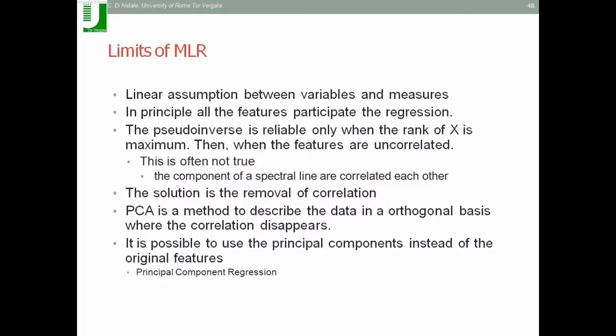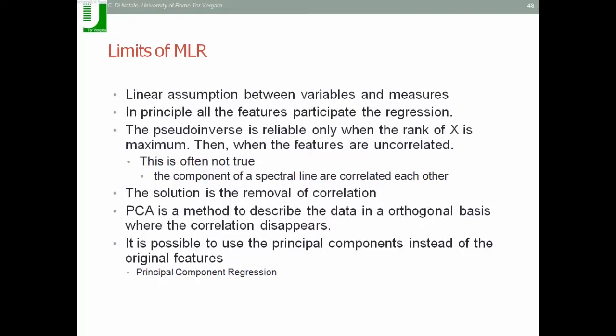First of all, there is the linearity. We assume the linear assumption. This is multiple linear regression. So this means that we have a linear relationship between, for instance, in this case, sensor response and, let's say, the concentration. But there is also another important limit, the fact that the pseudo-inversion is reliable when the rank of the matrix is maximum. So it means when the sensor responses are uncorrelated.